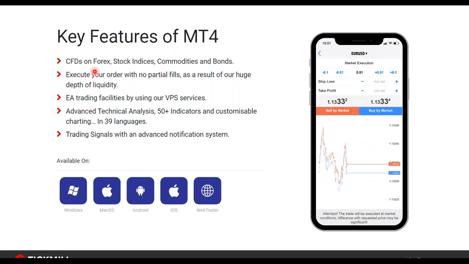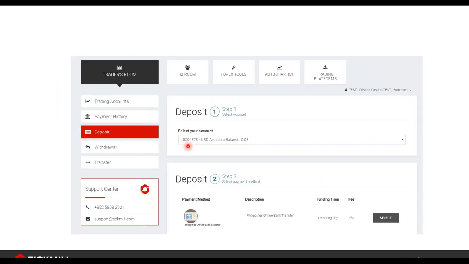For MT4, you are able to trade CFDs on Forex, stock indices, commodities, and bonds. It will execute your order with no partial fills as a result of our huge depth of liquidity. If you're using EAs, you can install them in our platform, and we also provide VPS. You can talk to your account manager about the VPS service of Tickmill. It's offered free for clients with a specific amount of balance. There are also indicators that will help you in your trading, and trading signals with an advanced notification system. That's available in our MT4.